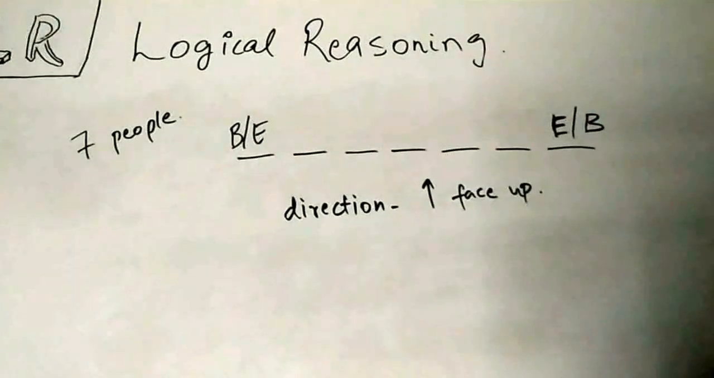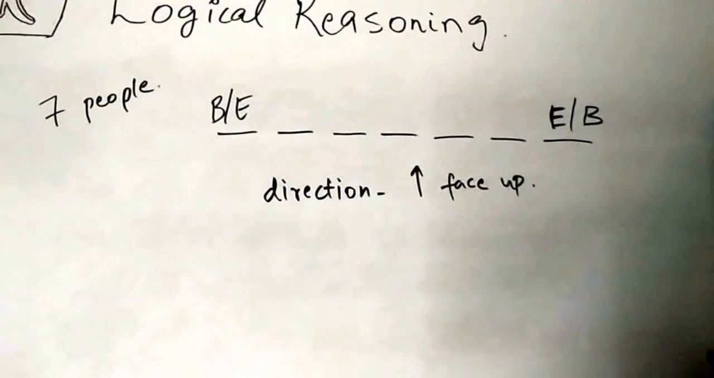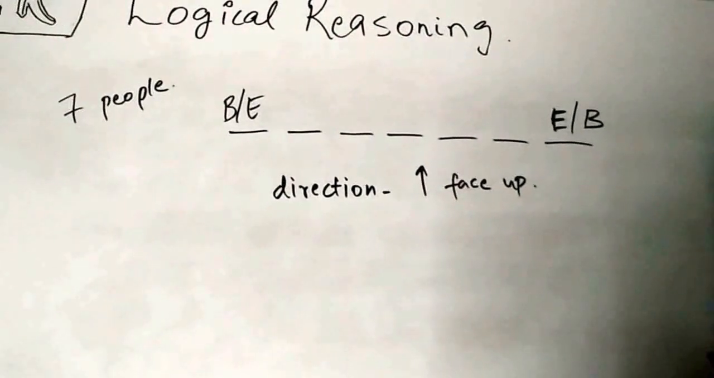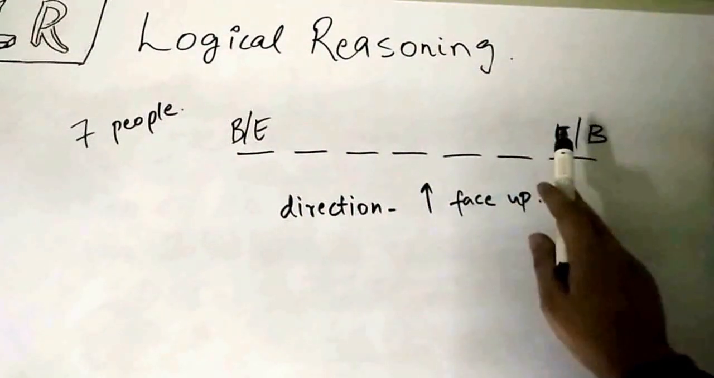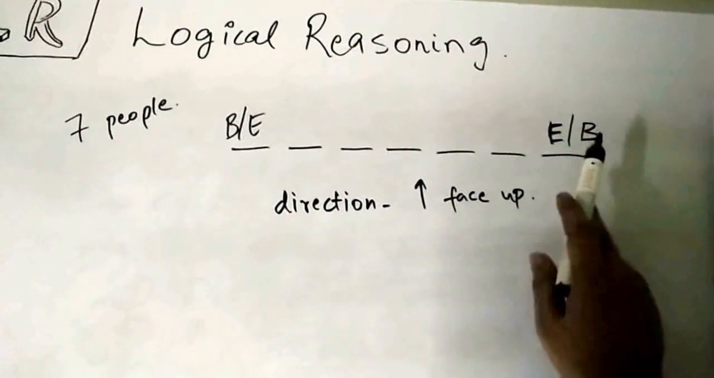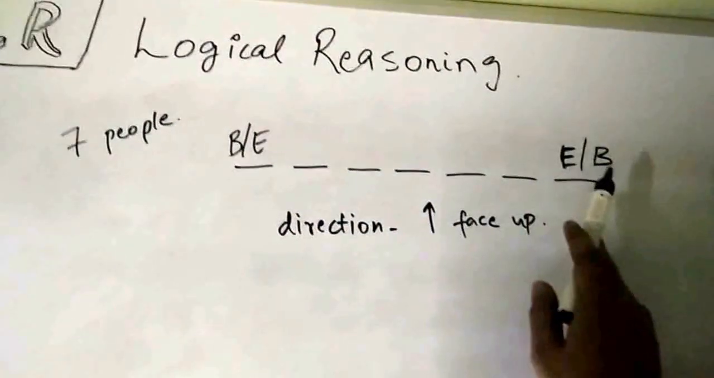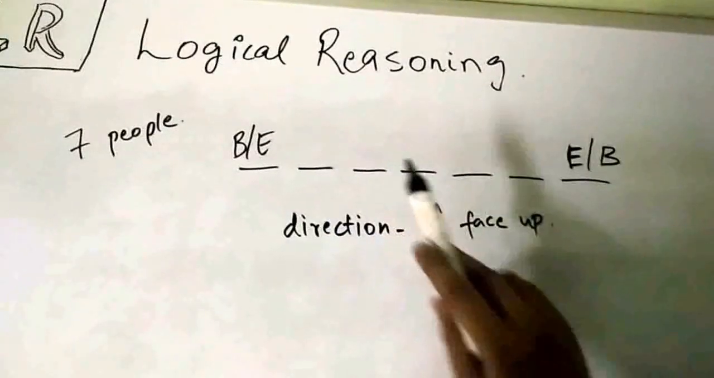Yeah, so now we'll see the solution for this problem. As we can read from the first point, it says that B and E are sitting at the extremes. So it can be that B is sitting here and E is sitting here, or E is sitting here and B is sitting here. But we are sure that either B or E is sitting at the ends. So B and E cannot sit in these 5 places, right?